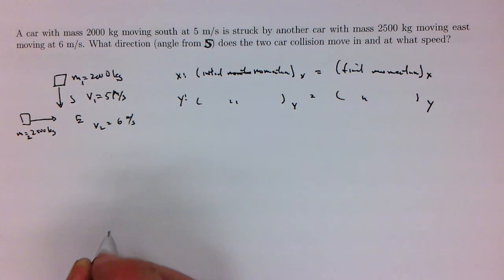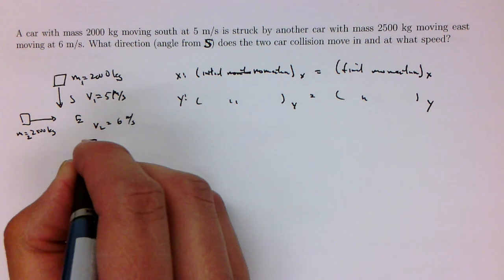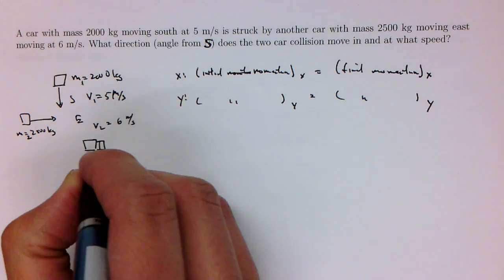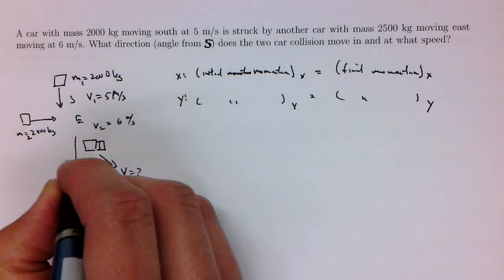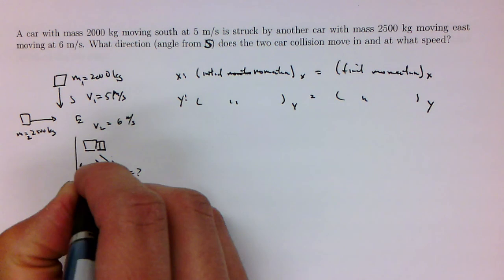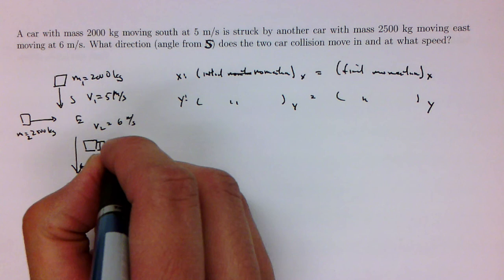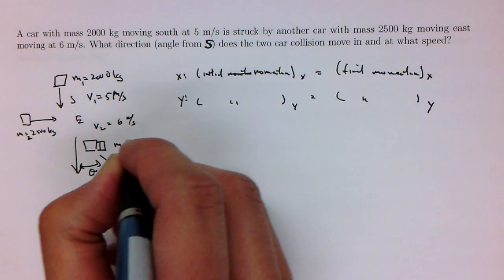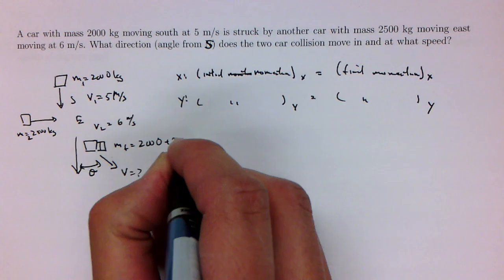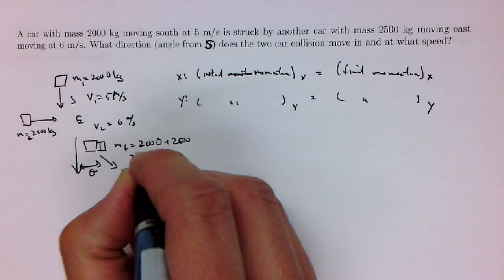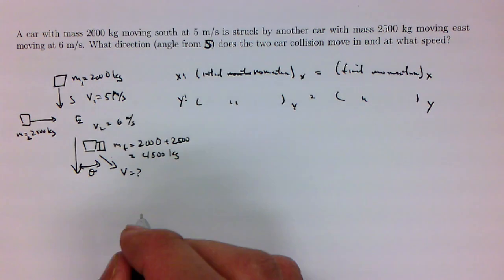Okay? Oh, let's draw what the final state is going to be. So we're going to have 2 cars attached to each other, moving at some velocity in this direction, which we need to find out, at some angle from pure south. And the final mass of the car is going to be the combined mass of these two, which is 2,000 plus 2,500, which is equal to 4,500 kilograms. Okay, so let's do each of these components one at a time.